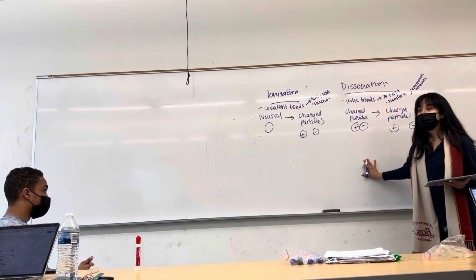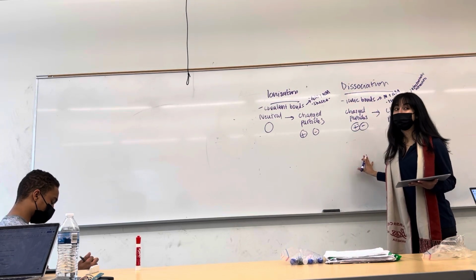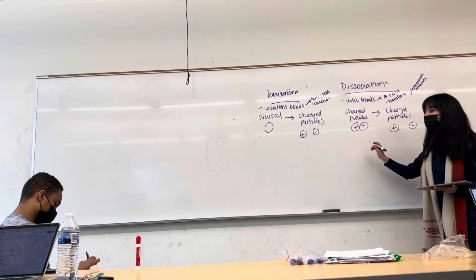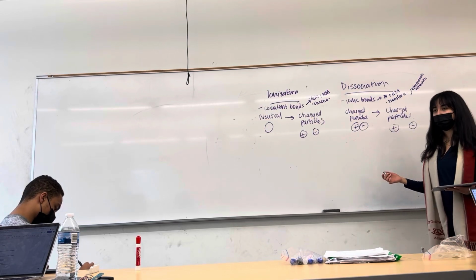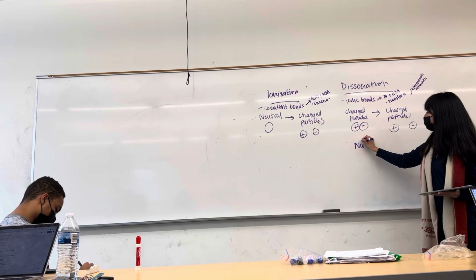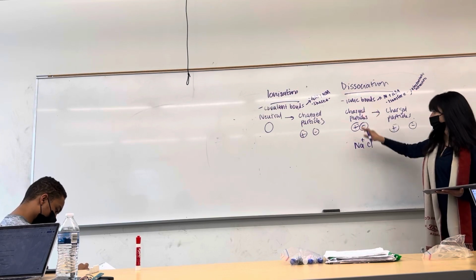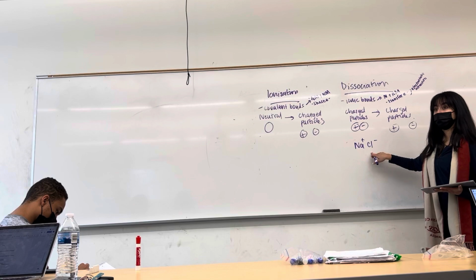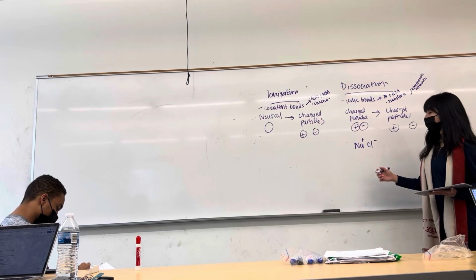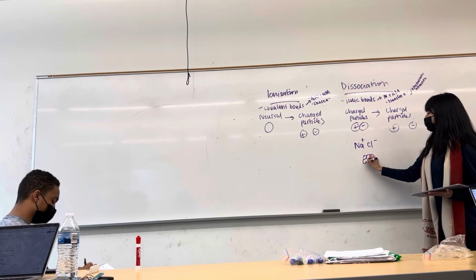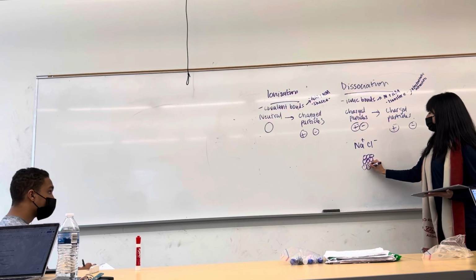If you have salt in water, it doesn't ionize, it dissociates. I'll show you why. You guys know what salt is, right? NaCl. Na plus, Cl minus. It's an ionic bond. You know that, right? Because it's a metal and a non-metal. Salt typically has that crystal lattice structure, right? It's that square thing, all of it, right?